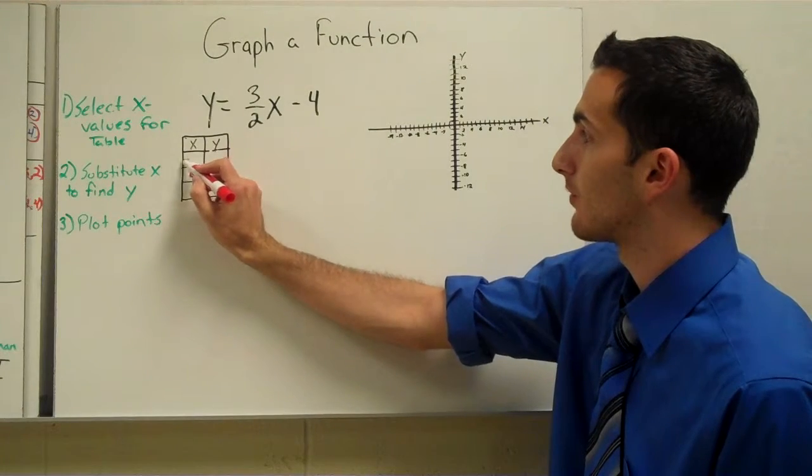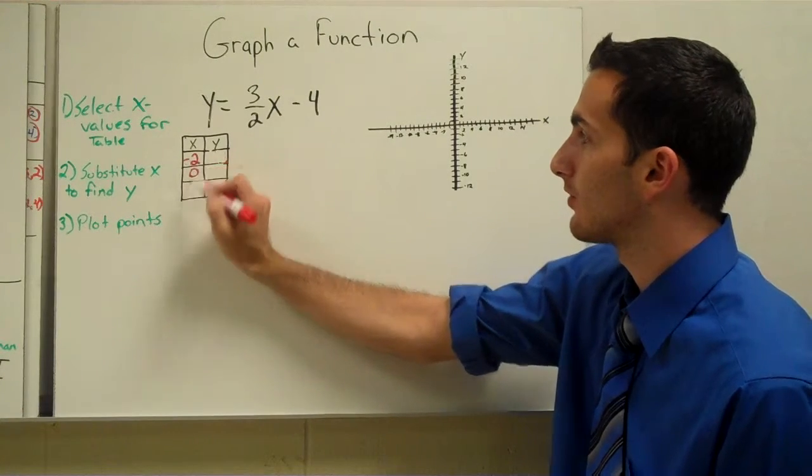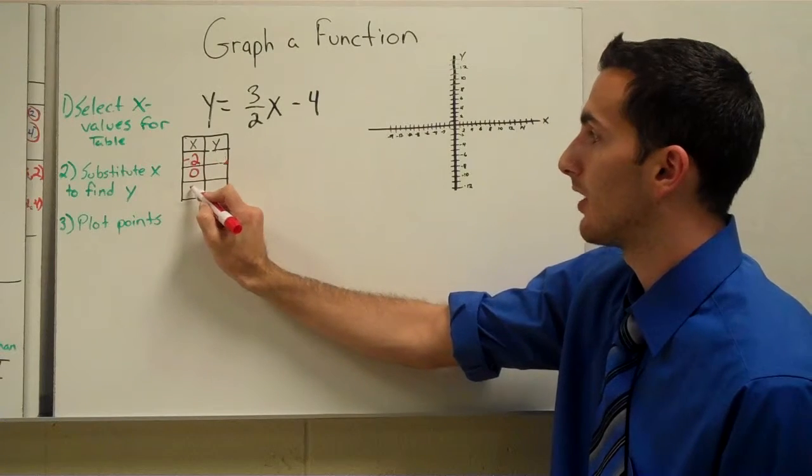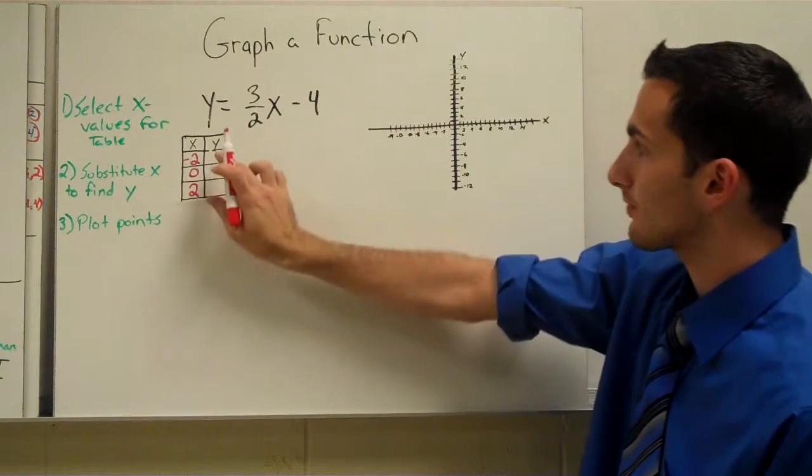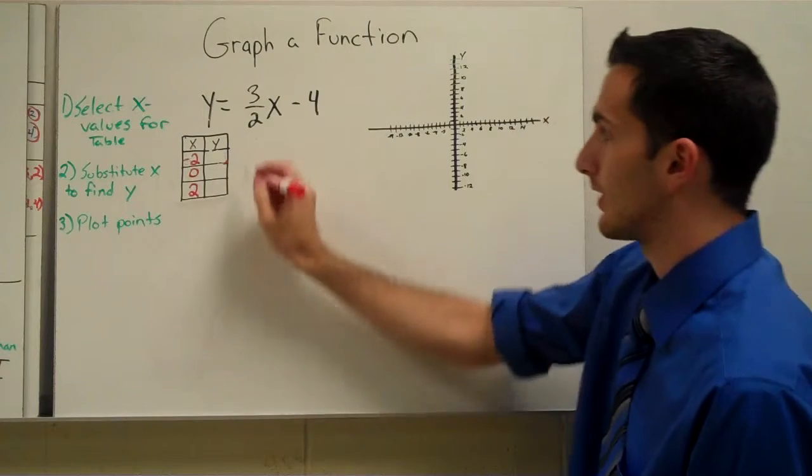So instead of starting with negative 1, I'm going to start with negative 2. And then my biggest value, I'm going to use 2. Alright, now let's plug these in and see what happens.